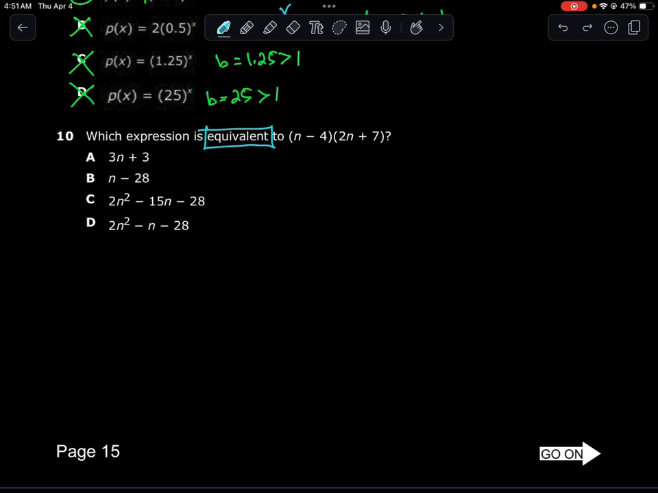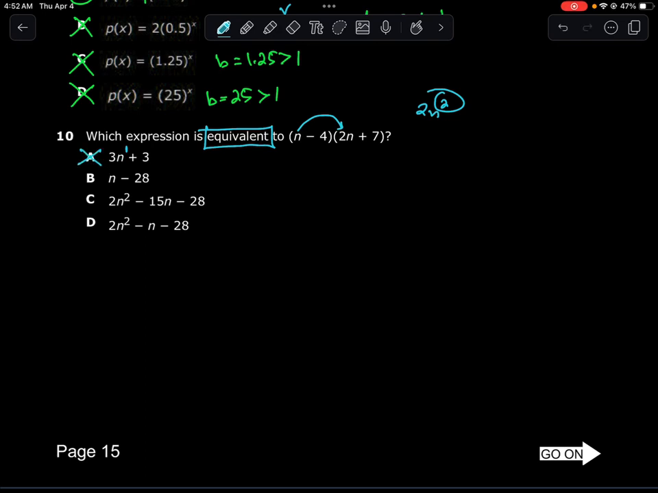The order is the maximum power of x, or the input. Here the input is n. What is the maximum power of this equation? Well, if you distribute, you see that n is going to hit that n, and you're going to get 2n squared. The maximum power is squared. Look at A. The maximum power is 1. That's n to the first power. That's why we don't write it.